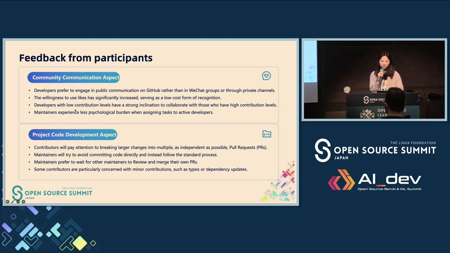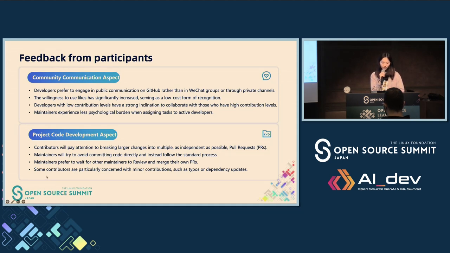Developers with low contribution levels have a strong inclination to collaborate with those who have high contribution levels. Maintainers now experience less psychological burden when assigning tasks to active developers, because now they can give rewards. From the project code development aspect, contributors pay attention to breaking large changes into multiple PRs, as independent as possible, which makes it easier for reviewers to review the code. Maintainers usually have the permission to commit directly to the repository, but in this situation, their score won't help at all. So they avoid committing code directly and instead follow the standard process: open pull requests and wait for review.